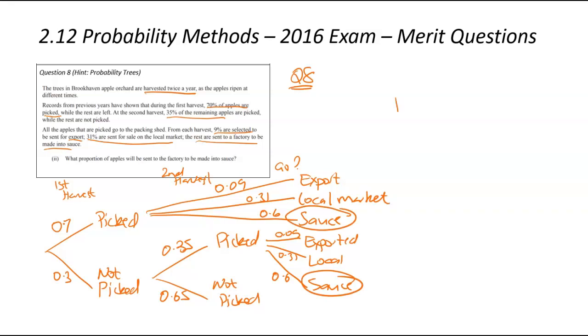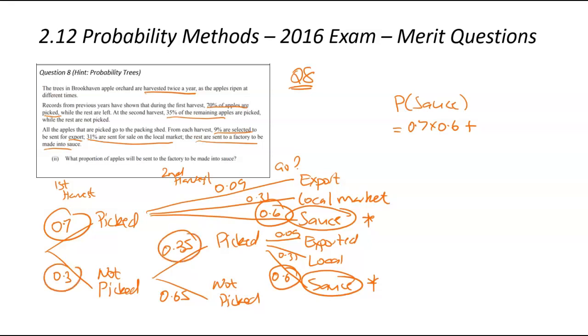So let's get into the math side of it. The probability of the apple being sent to make sauce will be equal to the addition of those two events. So the first one up the top there, that's going to be 0.6 and 0.7 multiplied together. So 0.7 times 0.6. We're then going to add the second option down the bottom, which is 0.6, 0.35, and 0.3, all multiplied together. So 0.3 times 0.35 times 0.6.